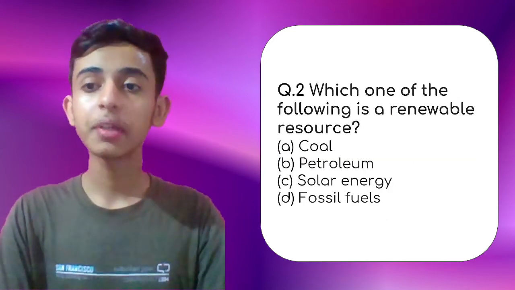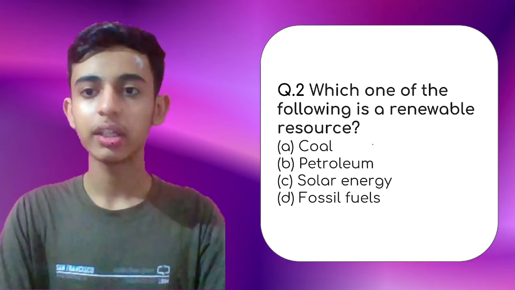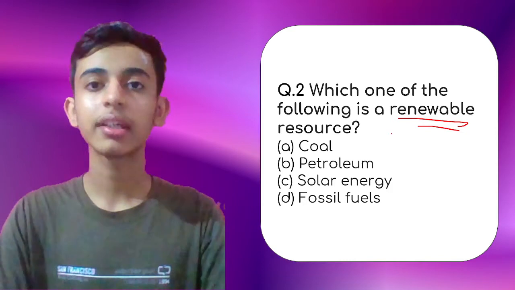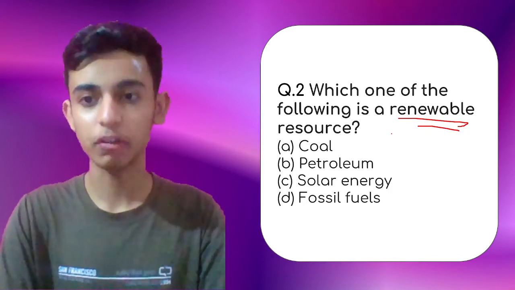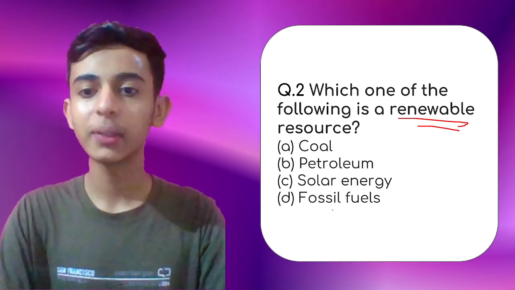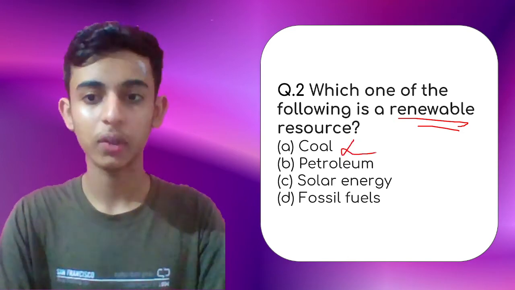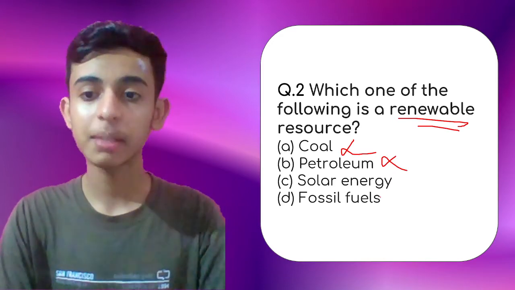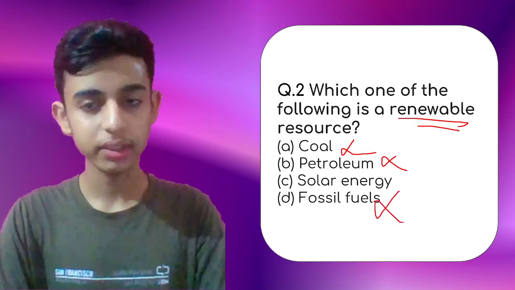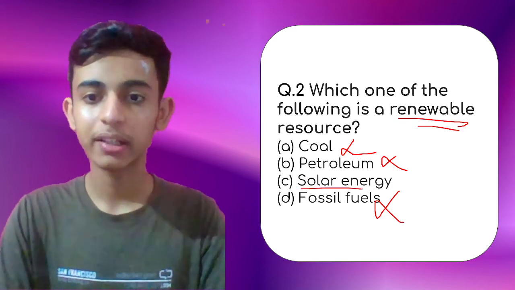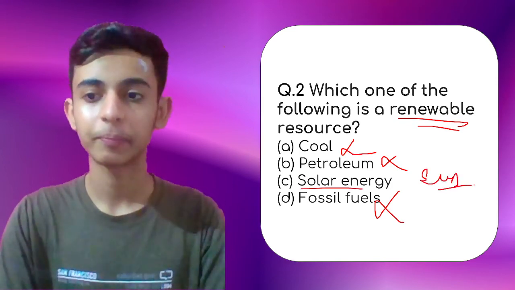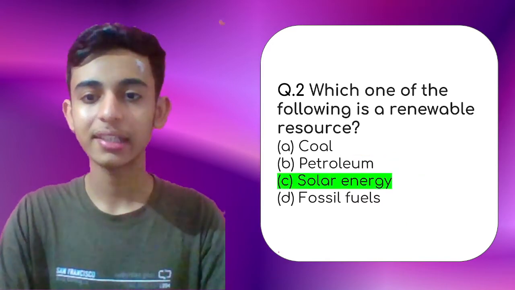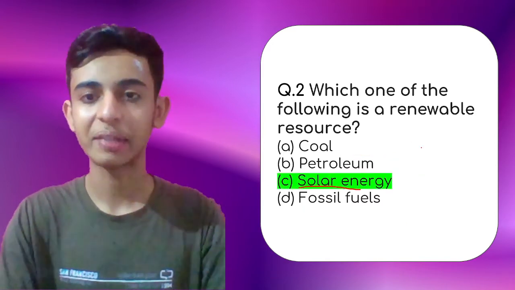Question 2. Which one of the following is a renewable resource? Renewable means which can be renewed, or you can say which can be regenerated after a particular period of time. So coal, petroleum, solar energy, fossil fuels. Coal is non-renewable. It takes a lot of time. Same with petroleum. Petroleum also takes a lot of time, and fossil fuels get exhausted after their use. So the answer is solar energy because the sun is in abundance. Sun is present, so we can easily get the solar energy. So your correct answer becomes solar energy.